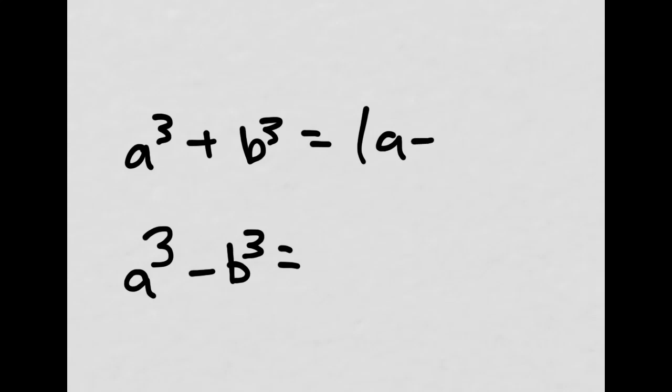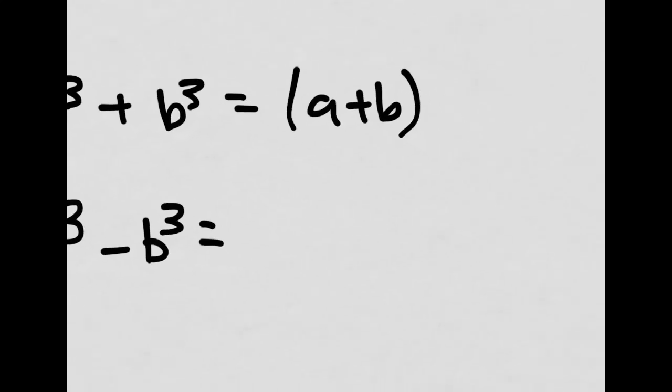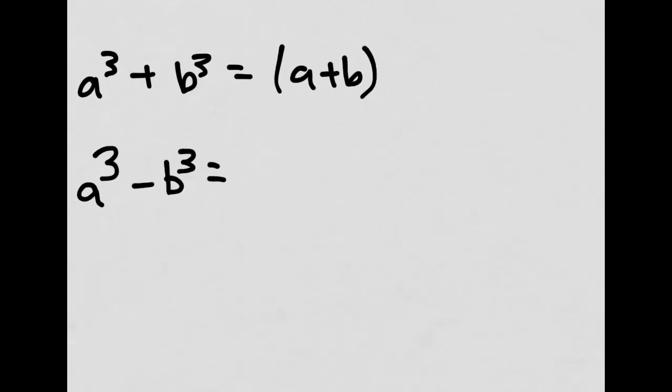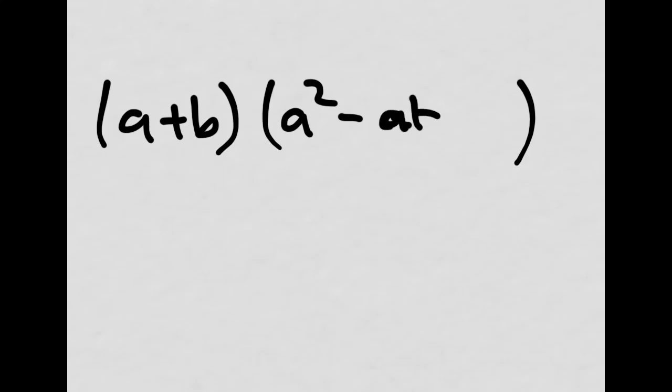It's a plus b, so you use the same sign. So if it's a sum of cubes, you use the same sign in the first parentheses. The second parentheses, you square the first term, a squared, change this plus to minus or vice versa depending on which one it is, multiply a and b together, and then square the last term.